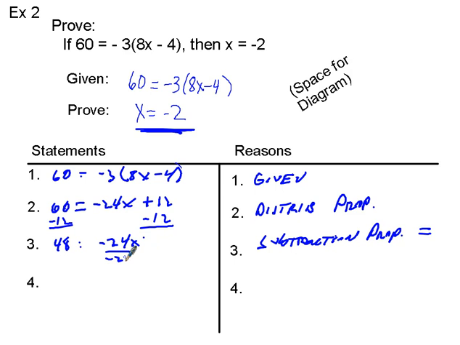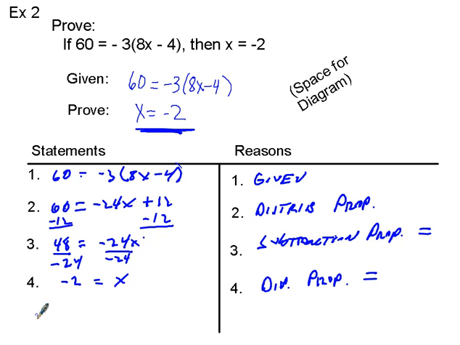And what do we have to do now? Divide by -24. And that sounds like the division property of equality. Division property of equality. And that gives us -2 is equal to x.